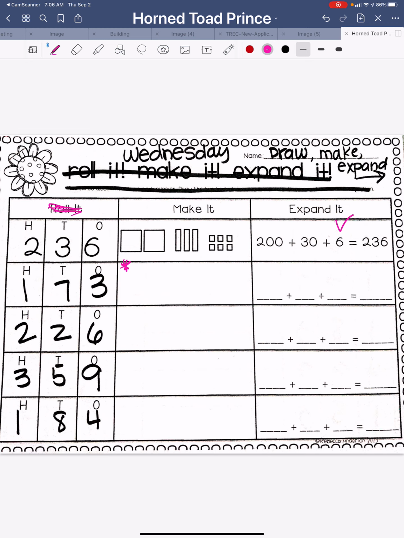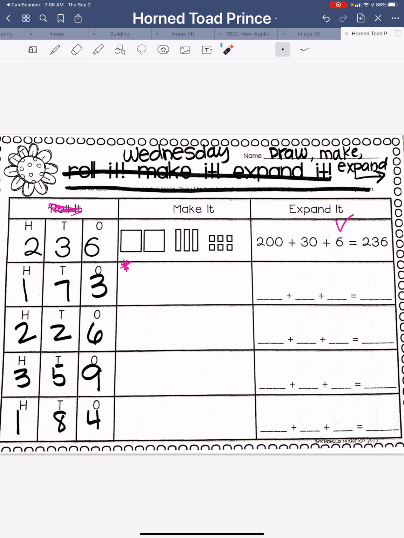All right, so I have 236, and so my 6 is in the ones place, my 3 is in the tens place, and my 2 is in the hundreds. And so here, this is a base 10 block. There are 10 blocks here, so that's 100, 200. So there's the 200, and now we got to have 3 tens. 1, 2, 3, and 6 ones. 1, 2, 3, 4, 5, 6.